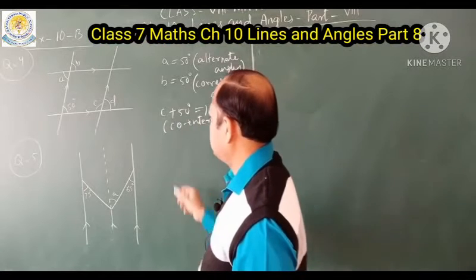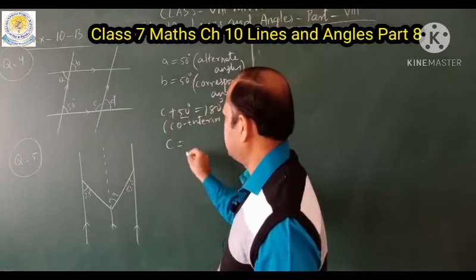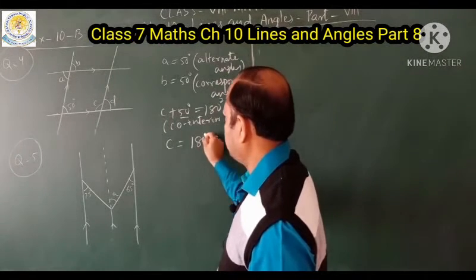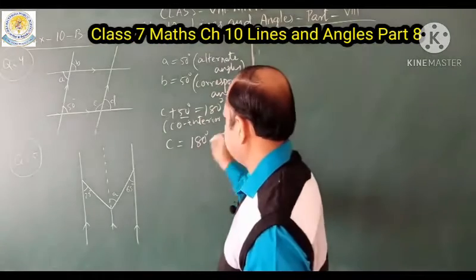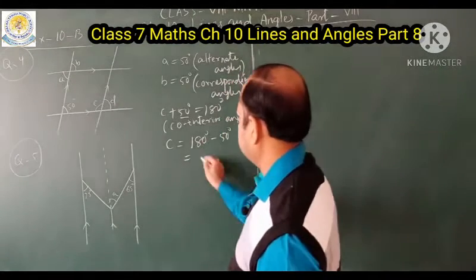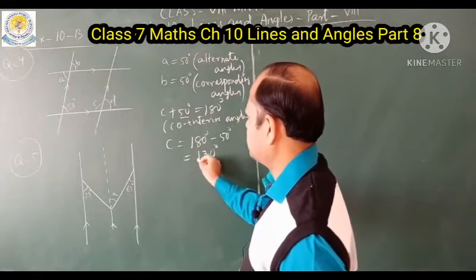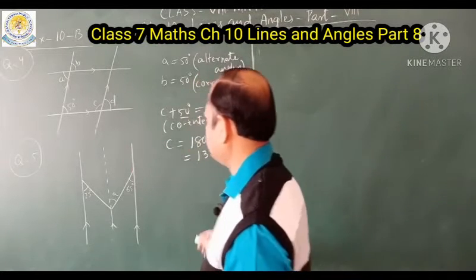Okay. Now if C plus 50 equals 180, then to find C, C will be 180 minus 50. So how much is 180 minus 50? That is 130. Okay, so the C value we got is 130.